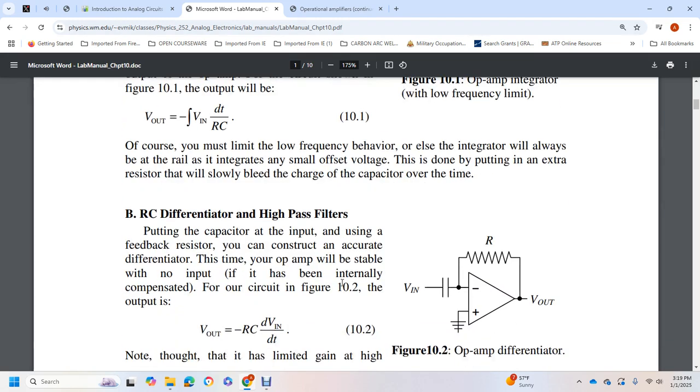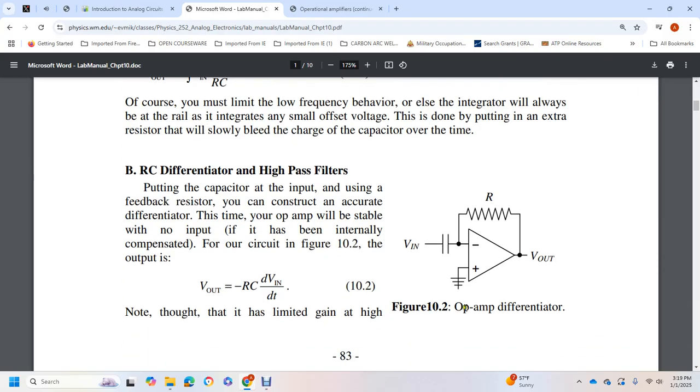But B, the RC differentiator, a high pass filter, is made by putting the capacitor at the input and using the feedback resistor. It is constructively accurate as a differentiator with an operational amplifier, if it has been internally compensated for our circuit. Figure 10.2: the output voltage is negative resistance times capacitance times the derivative of the input voltage with respect to time. It shows the noise, with limited gain at high frequency. Figure 10.2 shows the operational differentiator.